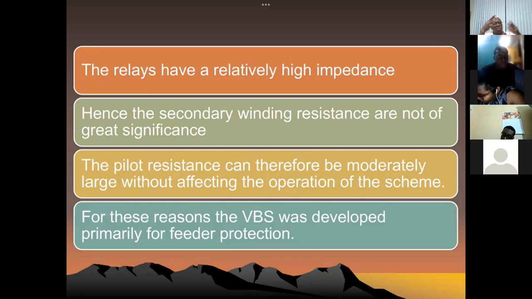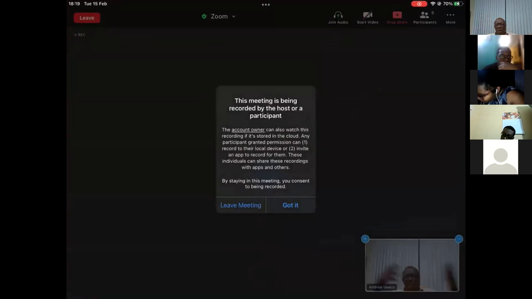So in this instance, using relays with high impedance, it would not impact the CTs. And the fact that we have those connected, the secondary resistance of the CTs would be of no great significance, yes? The pilot resistance can therefore be large without affecting the operation of the scheme. And the pilot resistance that we're talking about here would be the resistance of the connecting wires.